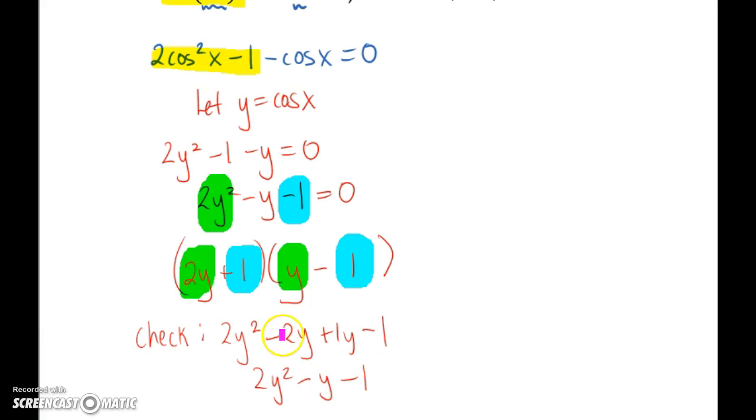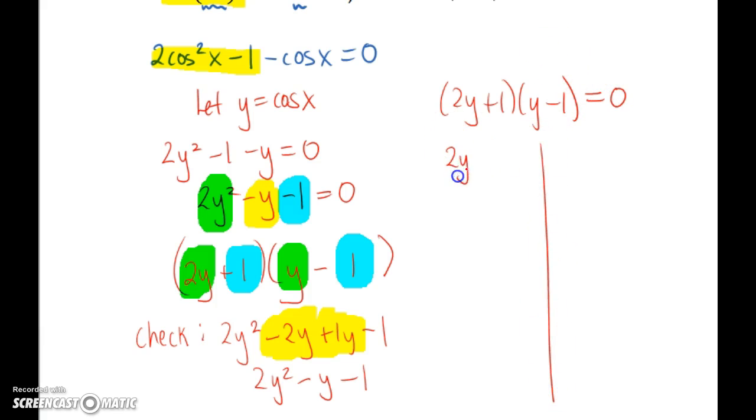And notice that these two terms combine to make our yellow term, which is what we want. So our factors are now 2y plus 1 and y minus 1, and these are equal to 0. What we're going to do is set each factor equal to 0 to solve for y. So set 2y plus 1 equal to 0, subtract 1, divide by 2, and we get y equals negative 1/2. Set y minus 1 equal to 0, add 1, we get y equals 1.